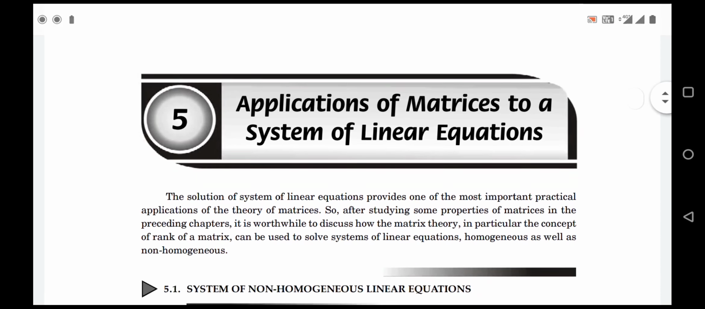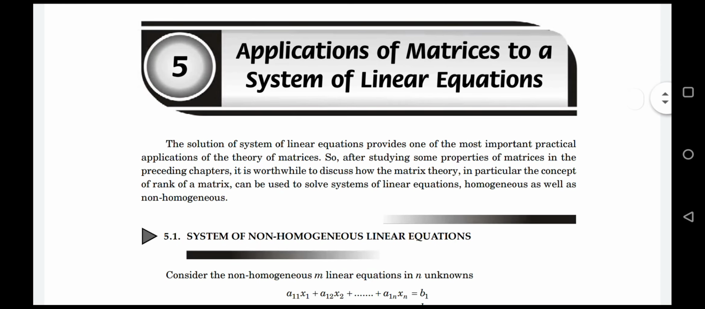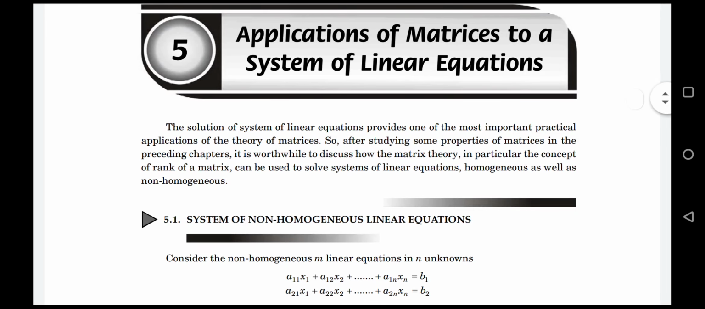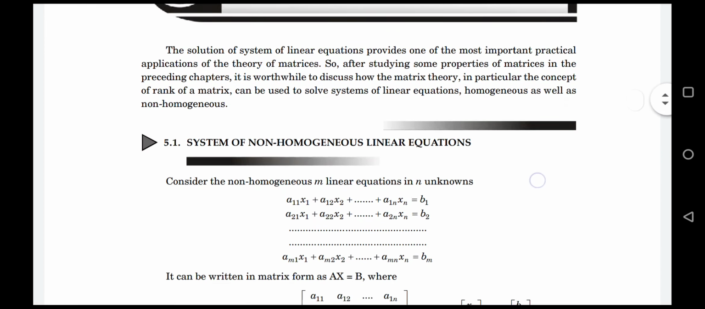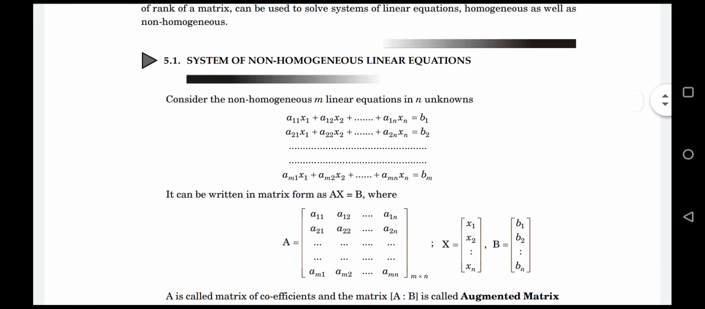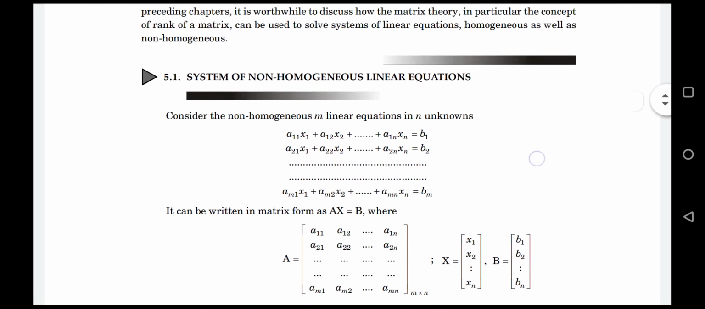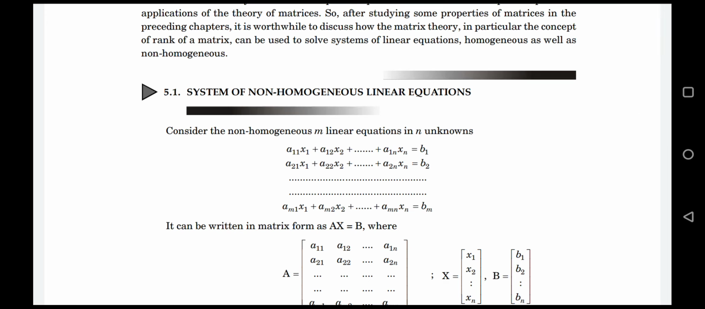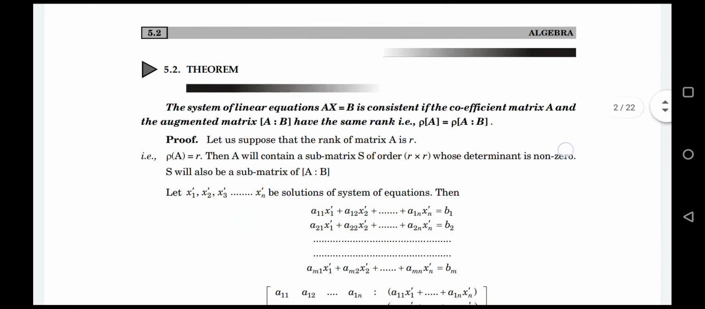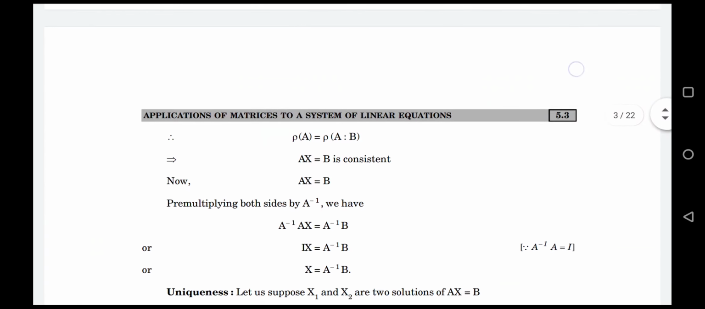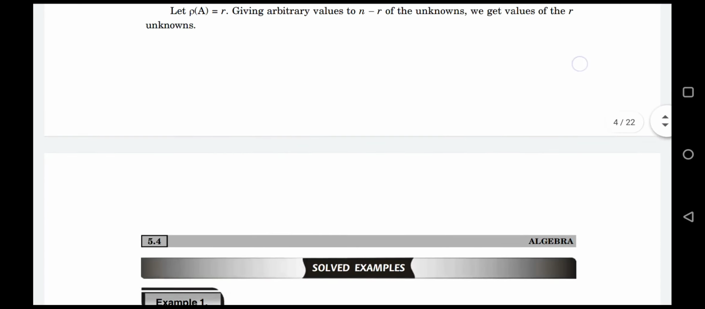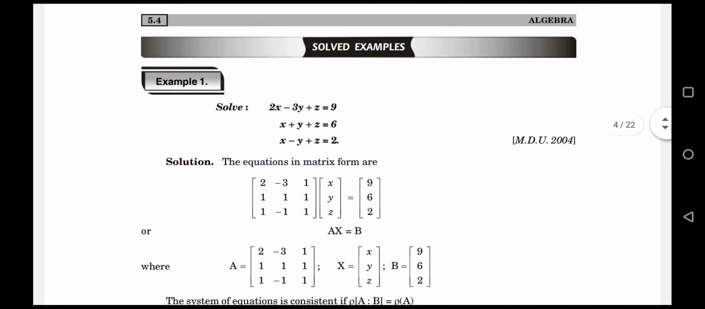Students, let us start the chapter Application of Matrices to a System of Linear Equations. There are two types of equations here, homogeneous linear equations and non-homogeneous linear equations. First of all, we have a given system of equations. We start with example number 1.